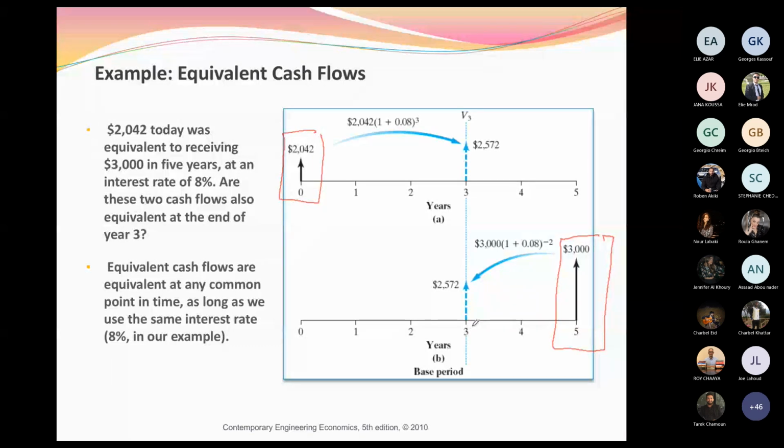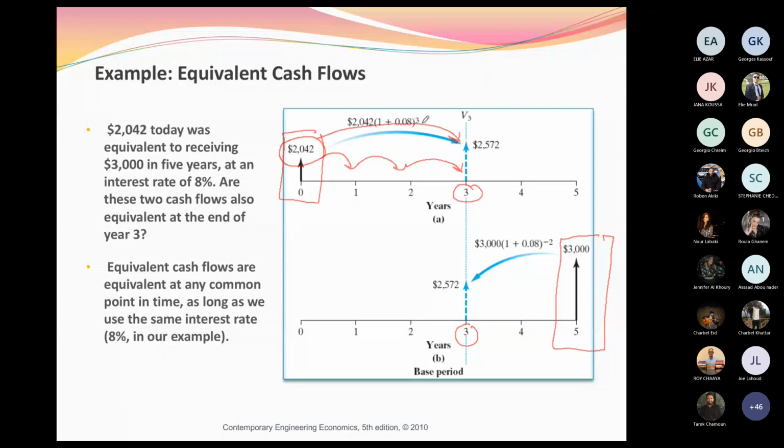So $2,042 today is equivalent to $3,000 in 5 years at 8%. The question is, are these two cash flows also equivalent at any n in between? Take n3. Let's determine the value of 2042 at end of year 3. What do I need to do? Compounding 3 times: 1, 2, and 3. Compounding 3 times means multiplying by (1 plus i) to the power 3.